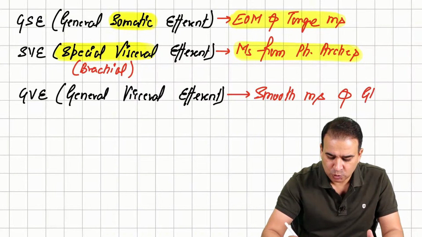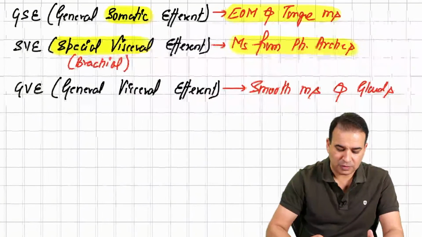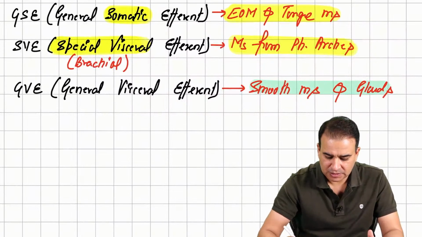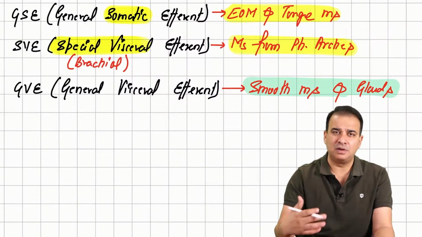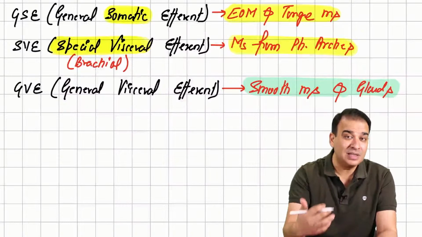And not only smooth muscle, it is a column to supply the glands as well. It's a column for supplying the smooth muscles and the glands. Whatever, lacrimal, the parotid, submandibular, sublingual, nasal, all the glands are supplied by this column only. Now, how it is done, we will see that.